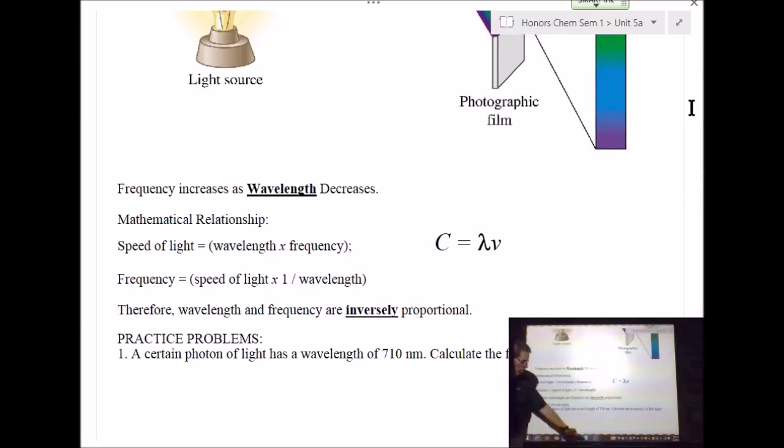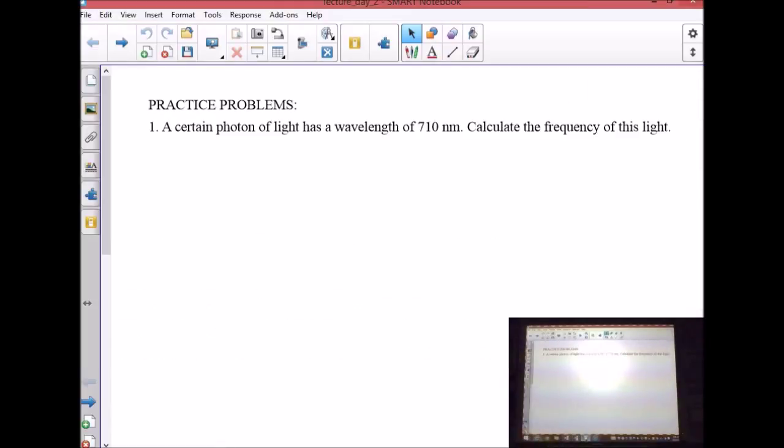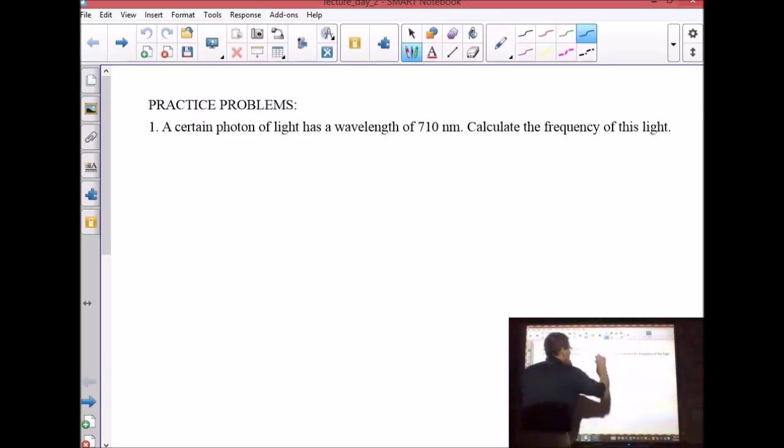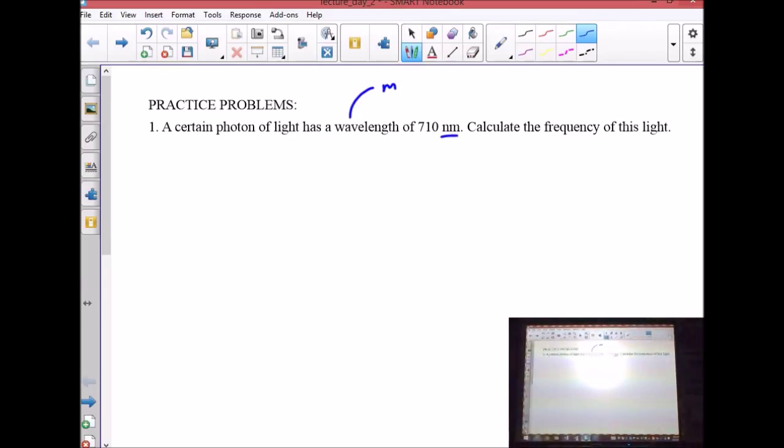Ready to fire up your calculators? Your tablet's not working. We'll do it on paper here. The first one says a certain photon of light has a wavelength of 710 nanometers. Uh-oh. Remember, wavelength needs to be in what unit? Meters. So we need it in meters, but it gave it to us in nanometers. Calculate the frequency of this light.